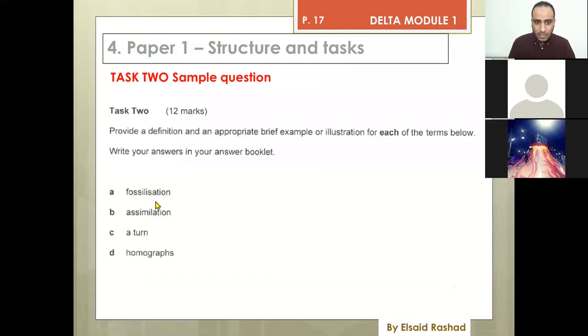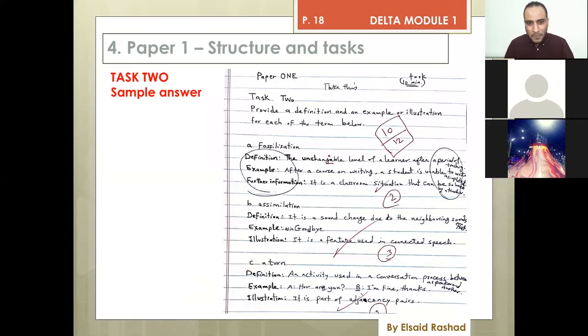All right? Fossilization, assimilation, a turn, homographs. So you will find a terminology from lexis, vocabulary, one from spoken discourse, and one from phonology, and so on. Okay? Look at my answer. So I answered 1, 2, 3, and of course the 4th one, A, B, C, D.